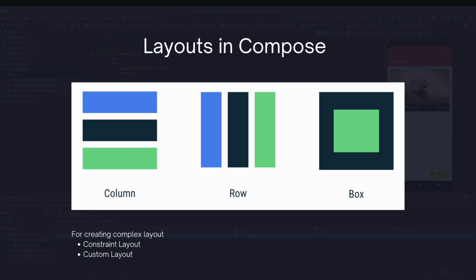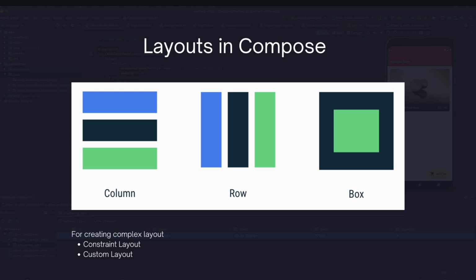Now once you have understood the theming part, there are some basic layouts which are available out of the box. Here we can see column, which is like on top of each other, row, side by side, and box, which is like stack on each other. If you already have XML experience, you can consider column as your vertical linear layout, row as a horizontal linear layout, and box as a frame layout. If you want to create more complex layouts, you can use constraint layout or even define your own custom layout.